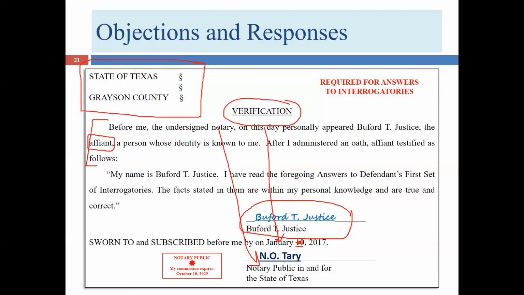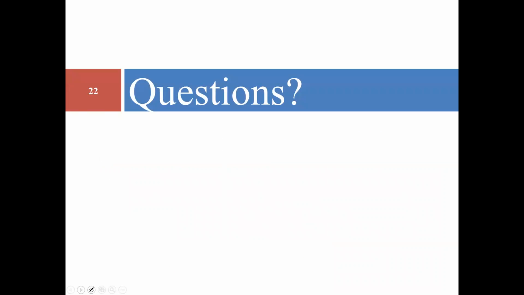So that is what a verification might look like. And again, you're going to want to have these on any set of interrogatories that you are submitting. If you don't have this and you submit them, then you haven't completed the process, because this is an essential part of the documents.